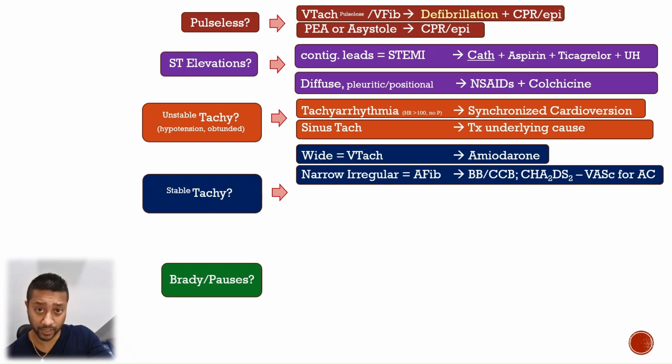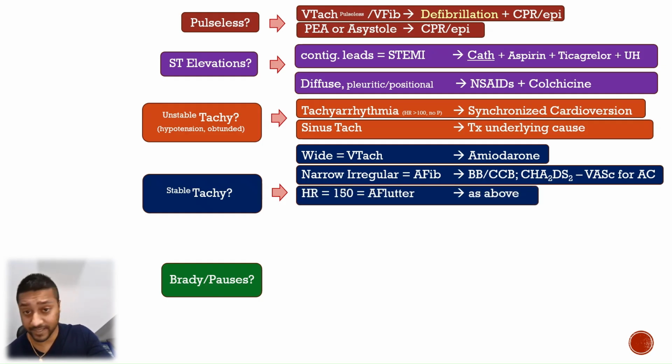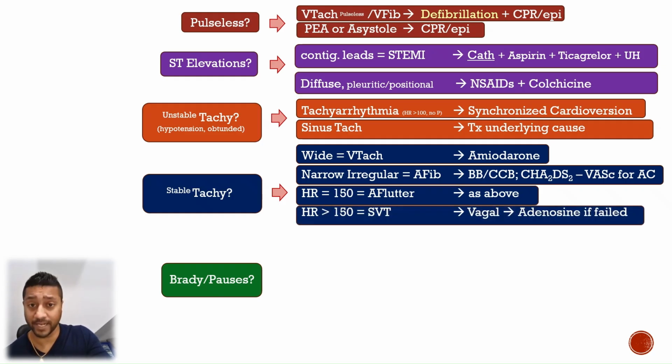So he'll or she'll get beta blockers, calcium channel blockers, and then we'll determine the anticoagulation possibilities using CHA2DS2-VASc. If it's a heart rate that is in the 150s or something around that, that is atrial flutter most likely. And that again gets managed very similarly to atrial fibrillation with medical management.